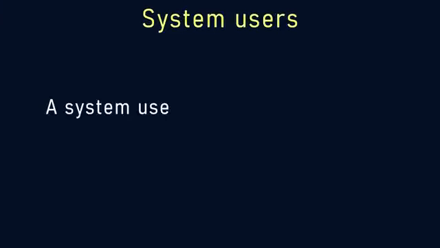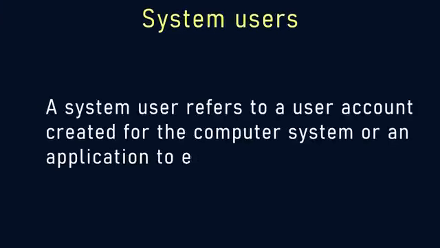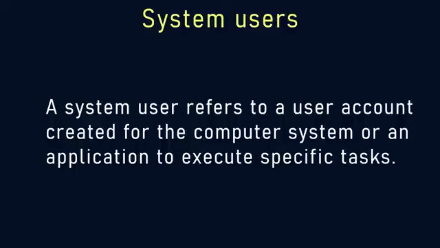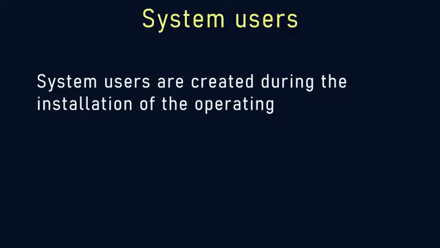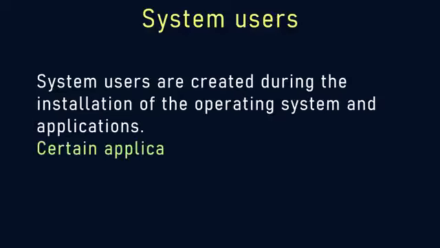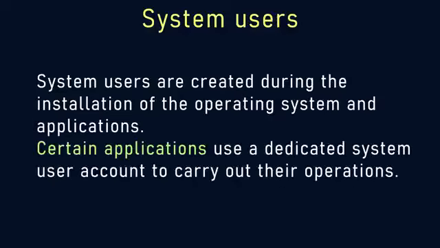A system user refers to a user account created for computer system or an application to execute specific tasks or functions. System users are created during the installation of operating system and applications. Some applications use a dedicated system user account to carry out their operations. System users typically run in the background. They are not directly relevant to your day-to-day tasks.